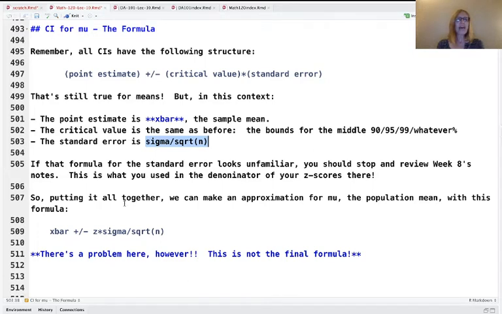So if we put all this stuff together, if we use this structure for x bar, that gives us a formula for the confidence interval. Warning, this isn't the final answer, but it is the starting place. Our point estimate is x bar. Critical value is z. And our standard error is sigma over root n, just like before. There is a little problem with this, though. Let's talk about that.